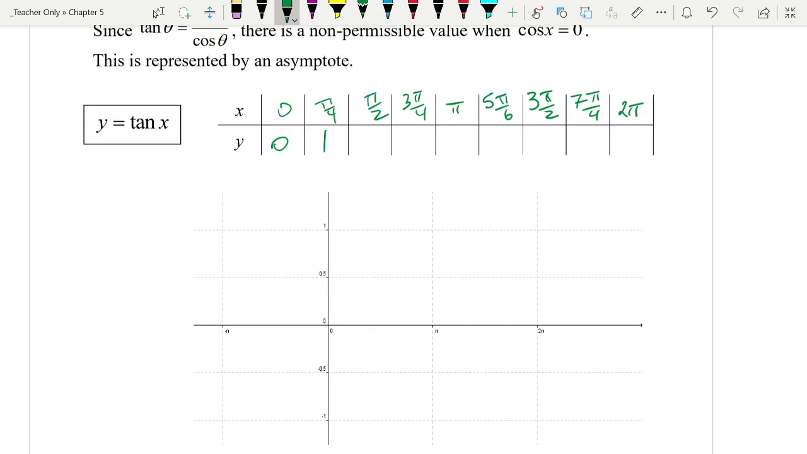And the tangent here... Oh, question? Why is there a 5 pi divided by 6? Oh, because I wrote the wrong number down. Thank you. That should be a 4. I'm counting in quarters, not 6. Thank you.